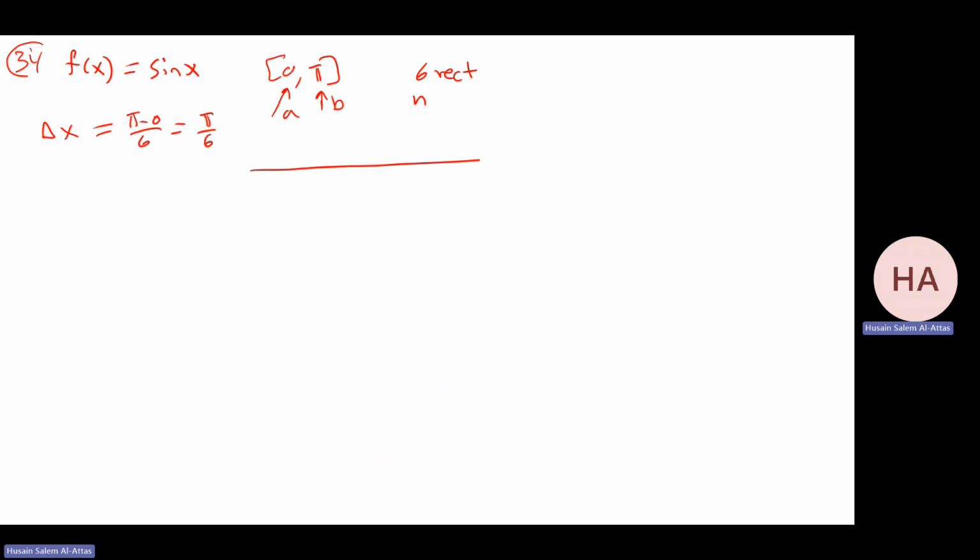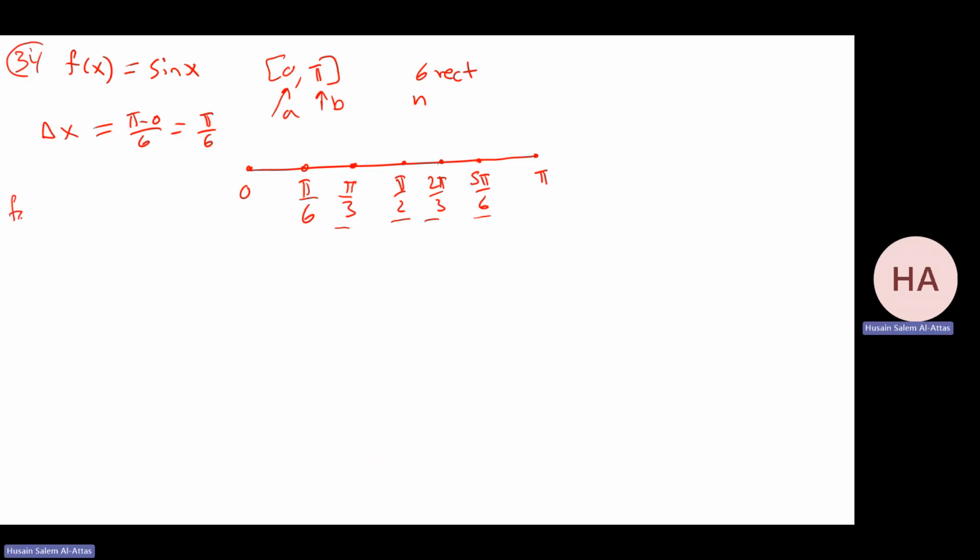So actually you're doing this. This is 0, you add pi over 6. You add another pi over 6, that will give you what? Pi over 2? No. Pi over 6, it will be pi over 3. Then pi over 2. 4 pi over 6, which is 2 pi over 3. 5 pi over 6. And then 6 pi over 6, which is pi. This is 2 pi over 6. This is 3 pi over 6, 4 pi over 6, and so on. Okay.